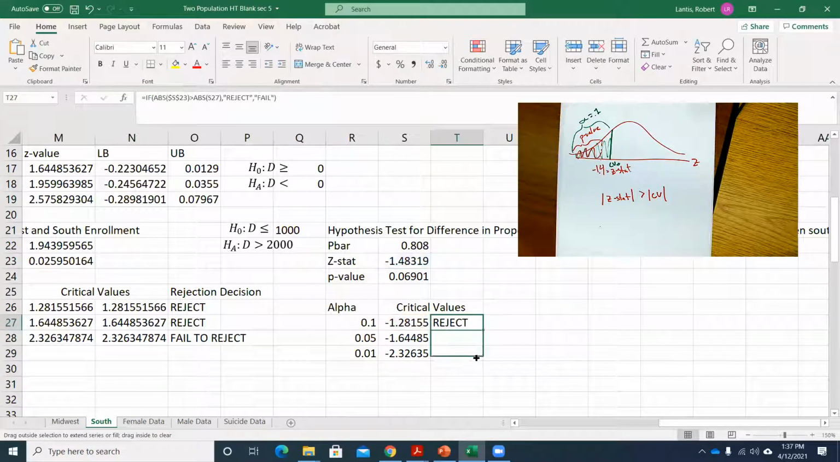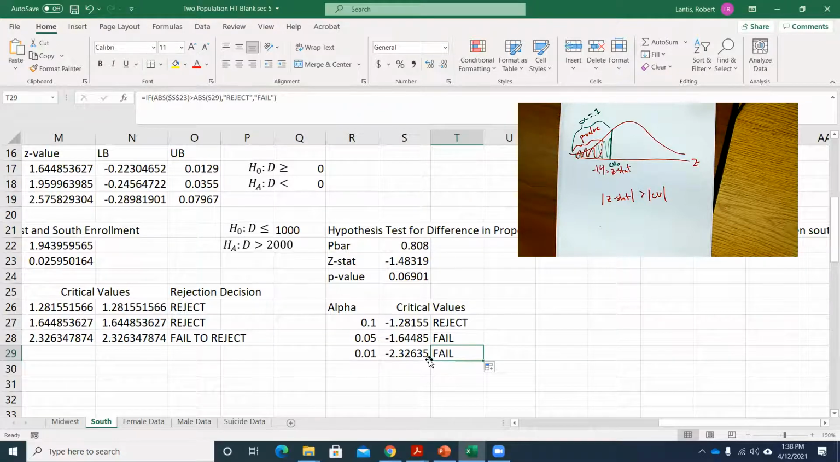So I copy this down, and sure enough, I get the same outcomes as the p-value when I was comparing the p-value to alpha. I rejected at the 10% level, but not at the 5 and the 1% level, okay? Any questions on this? I'll keep moving here. Okay.